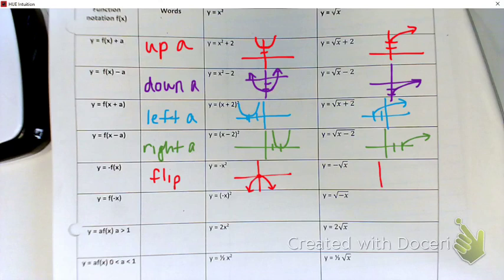So on the square root one, instead of going up like a square root one does, it goes down. So it's like coming down this way. It still goes to the right, so that part doesn't change. It just flips it over.